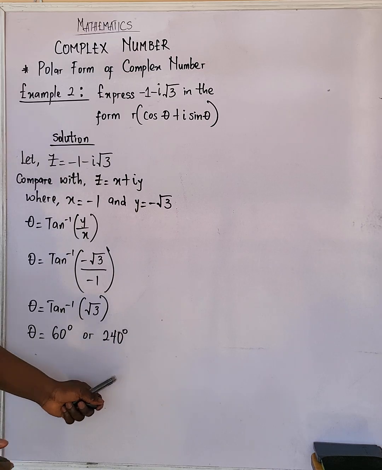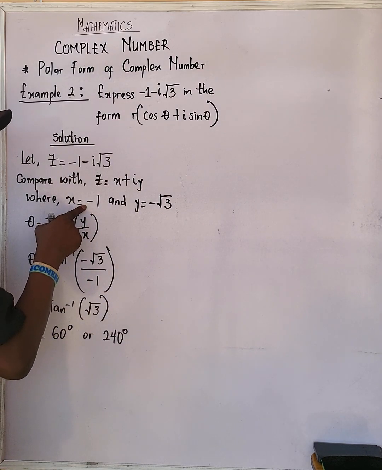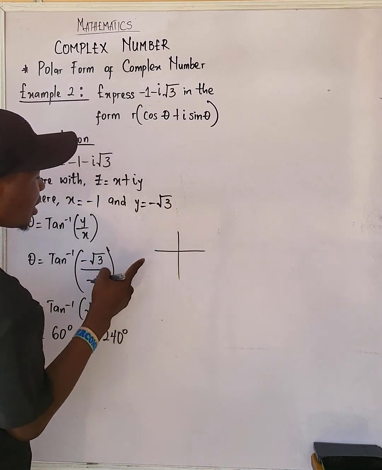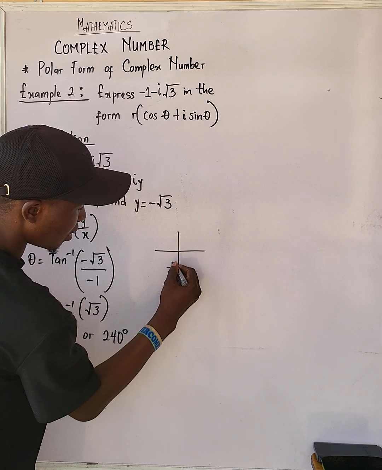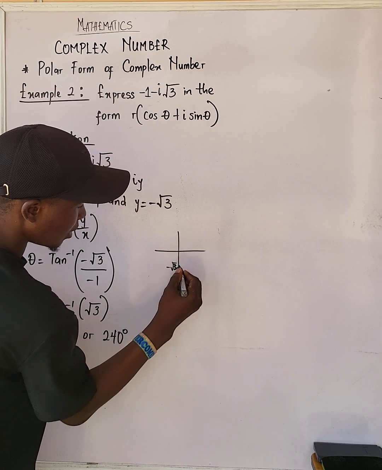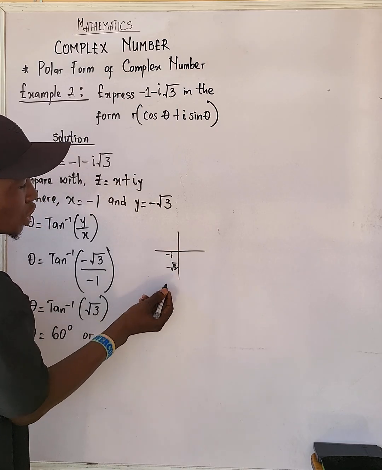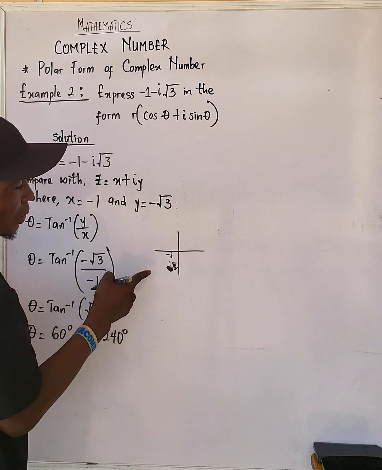Now, which one am I to take between these two answers? That's where you will come back to your values of x and y. Then you just make a sketch of it. Now, the y is negative, right? So it means it's somewhere around here. Then the x is also negative, means it is somewhere around here, right? Now, which quadrant do you think they will fall on? This is the value where they will meet, right?